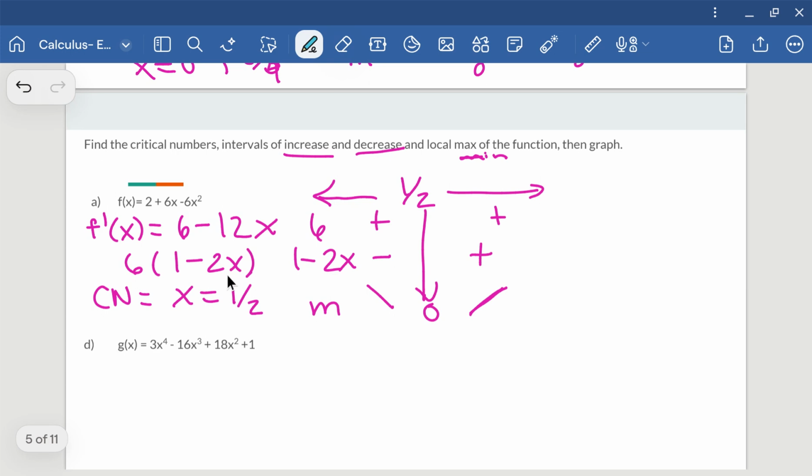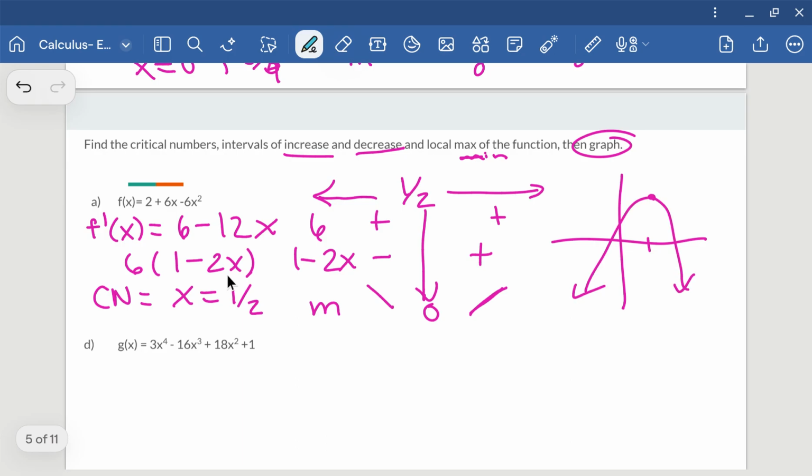Our next one, same idea, doing that same thing. And, oh, this one needed me to graph. So just graphing that really quickly. I'll probably graph my point for 1/2. It's up here somewhere. And then it's opening downwards.